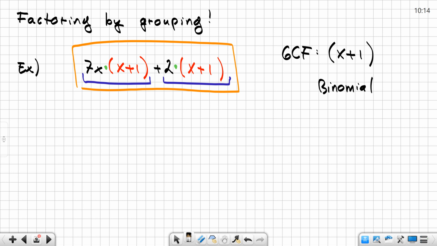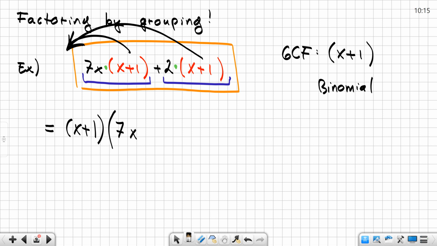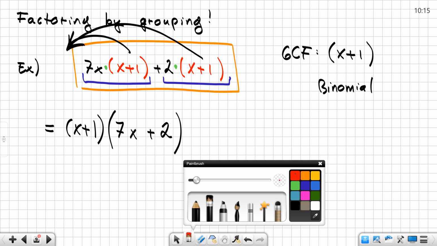I will pull out the greatest common factor x plus 1 out of both terms, and I will get this. This is going to be the same thing as I am taking this x plus 1 and I do the opposite of what I'm doing when I use the distributive property. I pull it out. And I'm going to be left in my first term only with the 7x, plus 2 in my second term. And you notice that I can go backwards again. I always have to be able to go backwards.